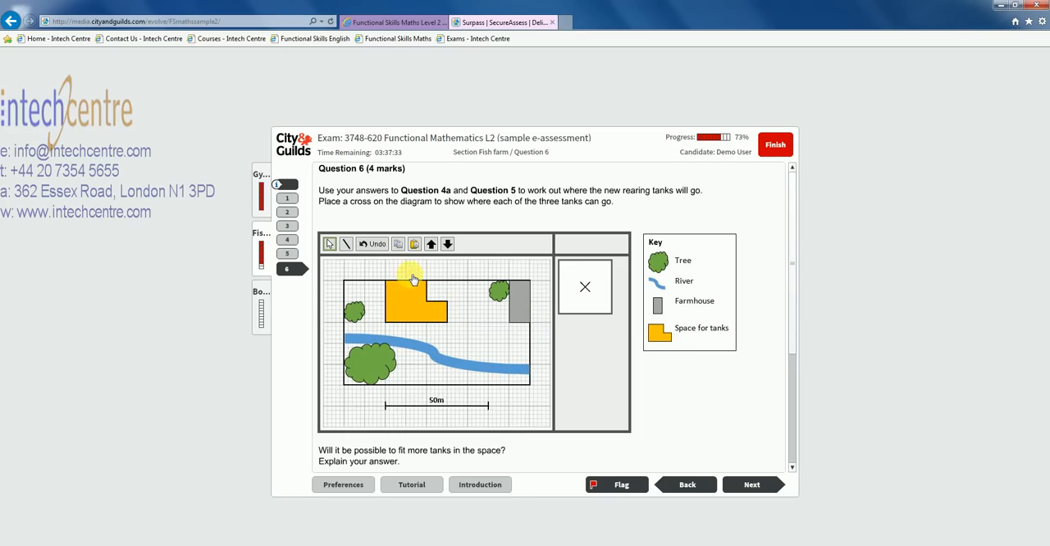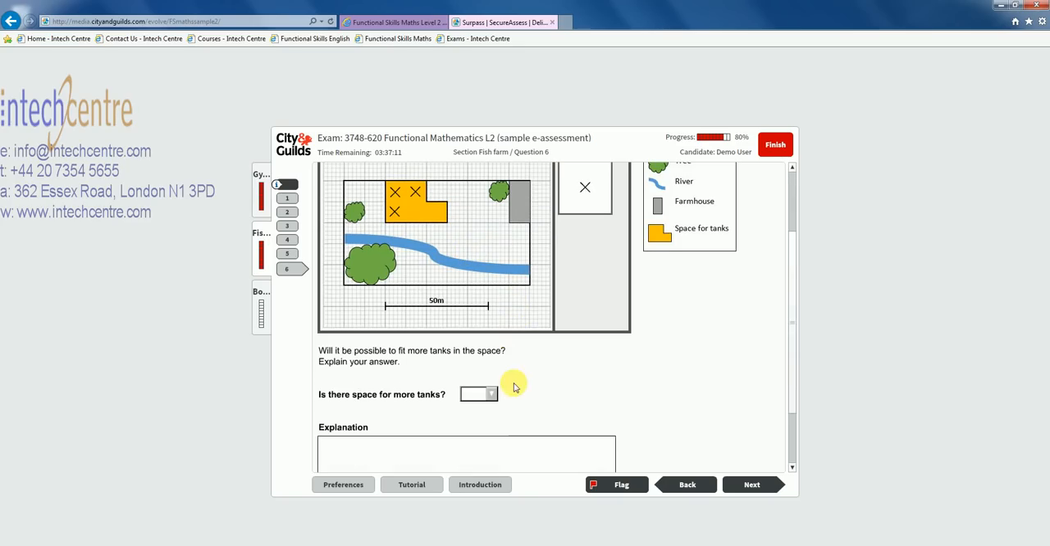Remember that the dimensions for the tanks was 9.6. So remember that each box is 10. So that means we can actually place 3 crosses. You can place them anywhere as long as there's 3 and they're roughly inside the box. I've got 3 there. So the position of them doesn't matter.